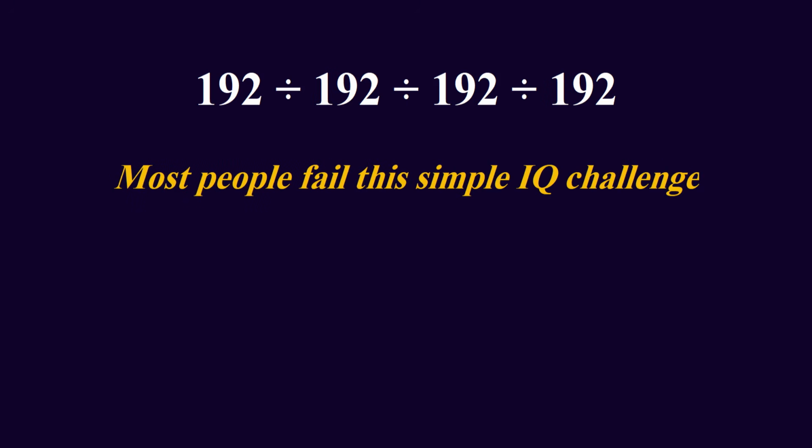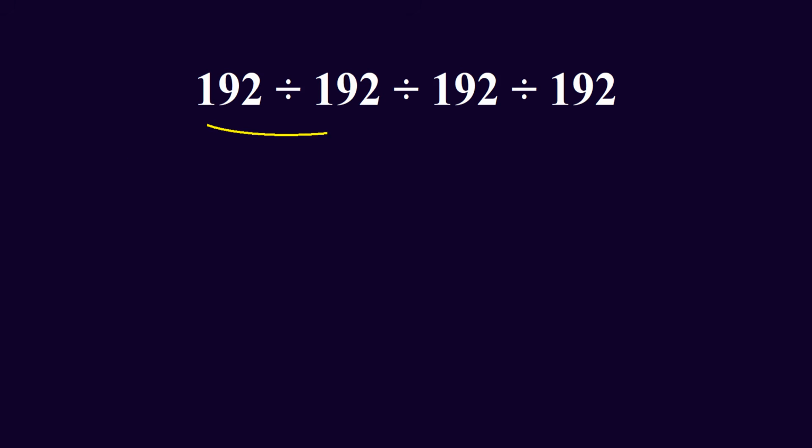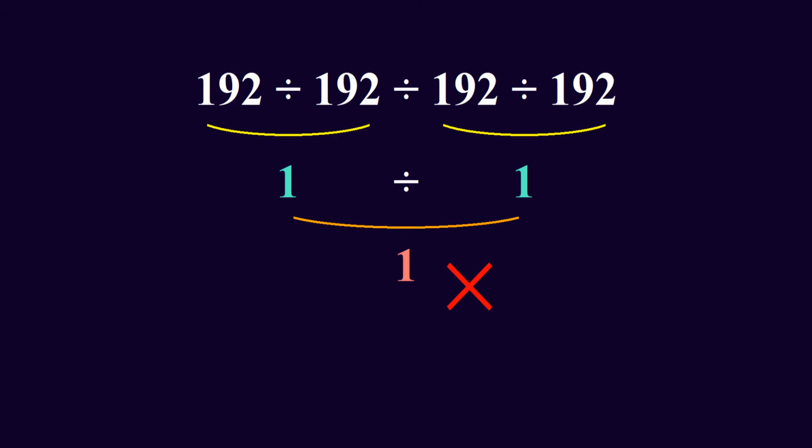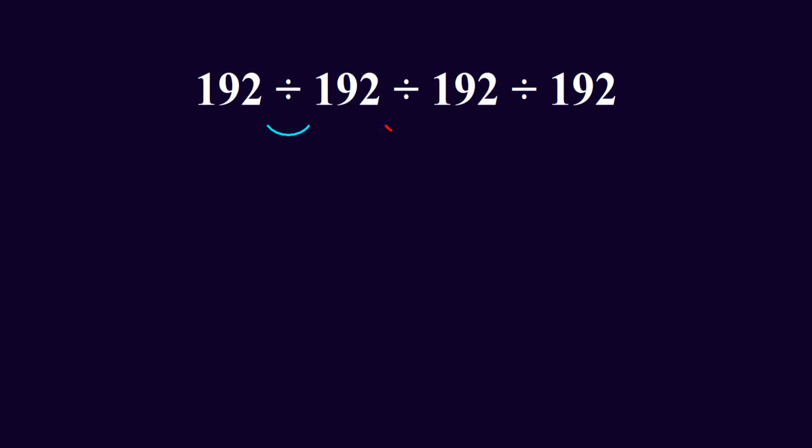In this section here, 192 divided by 192, which equals 1, and 192 divided by 192 equals 1. Now we have this problem, 1 divided by 1, which equals 1. But this answer is not correct because according to the order of operations, we must do this division, then this division, and at last this division.